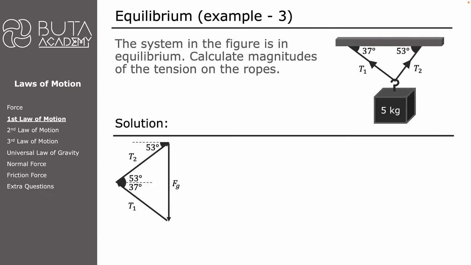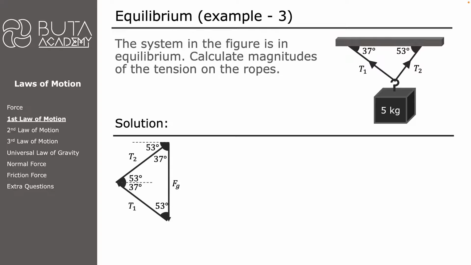Force of gravity and ceiling are at right angle to each other. So, to complete the angle between these two to 90 degrees, this angle becomes 37 degrees. Sum of inner angles of a triangle must be 180 degrees. So the last angle left is equal to 53 degrees.